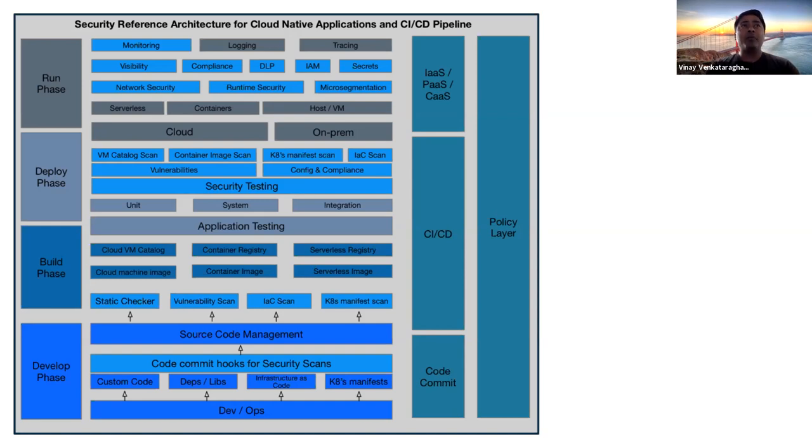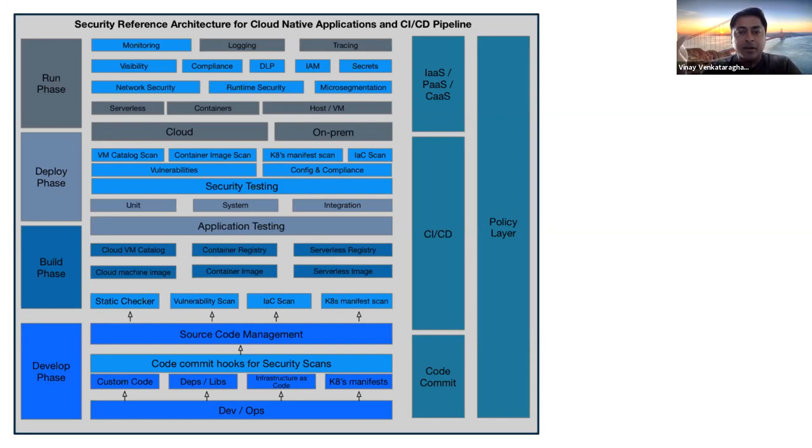Similarly, we want to apply the same rigor to security testing, where you want to scan your AMIs, your container images, your manifests, and your infrastructure as code templates based on vulnerabilities, config, and compliance scanning capabilities. A simple example, just to give you context as to what the compliance scanning, for example, is, right?